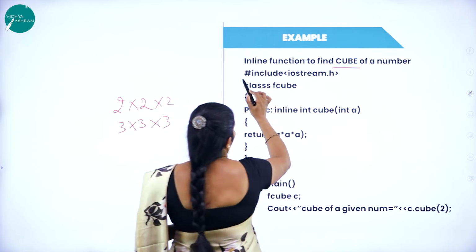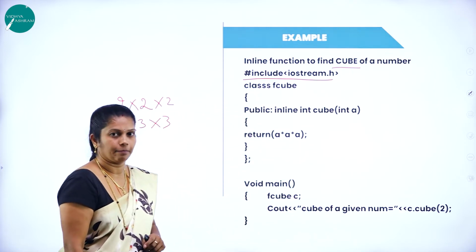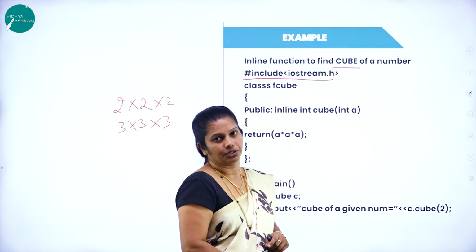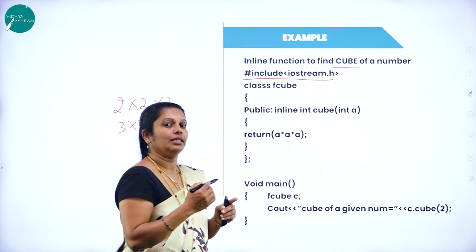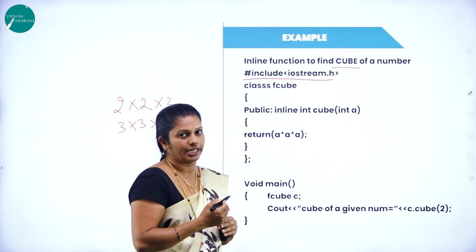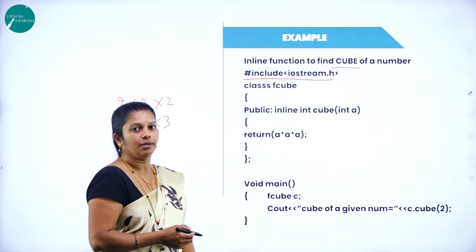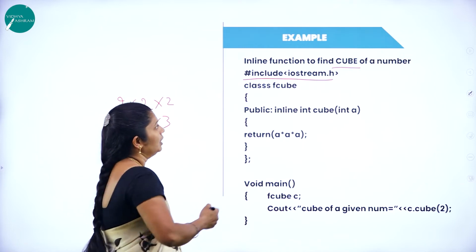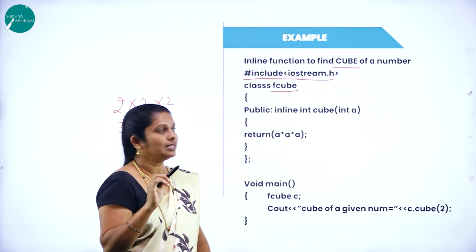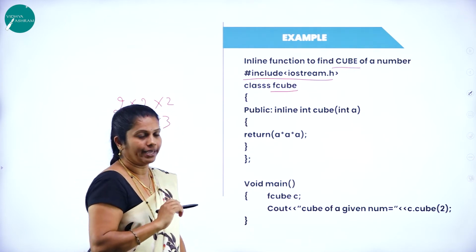Here we started with the #include iostream.h header file. This is the supporting header file for cin as well as cout. In the program, we need the cin function, that is the input statement, as well as cout for the output statement. For that purpose, we need the iostream.h header file. Next, in this program, the class name we have given is fcube.